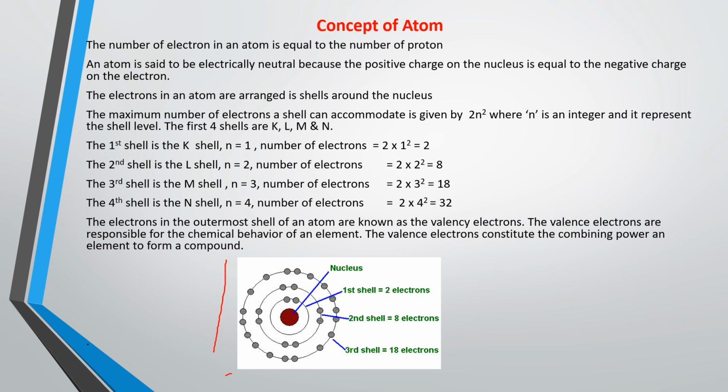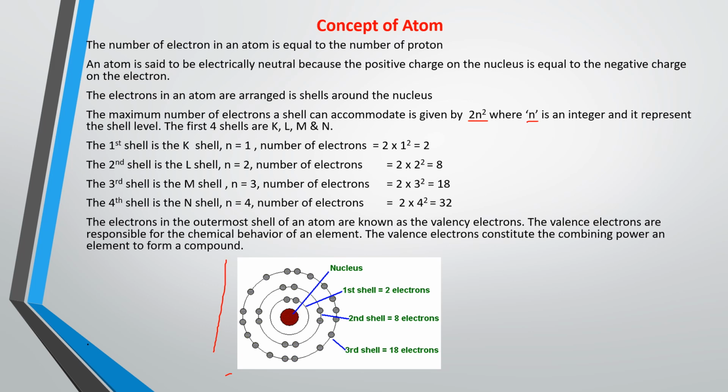See, so this is the nucleus. Then you see a shell around the nucleus, another shell, another shell. These shells are like orbits. So the electrons are arranged in orbits around the nucleus. Now each shell has a maximum number of electrons that it can carry. And this is given by this formula: 2 multiplied by n raised to the power 2, where n is an integer, which means that n starts from 1.